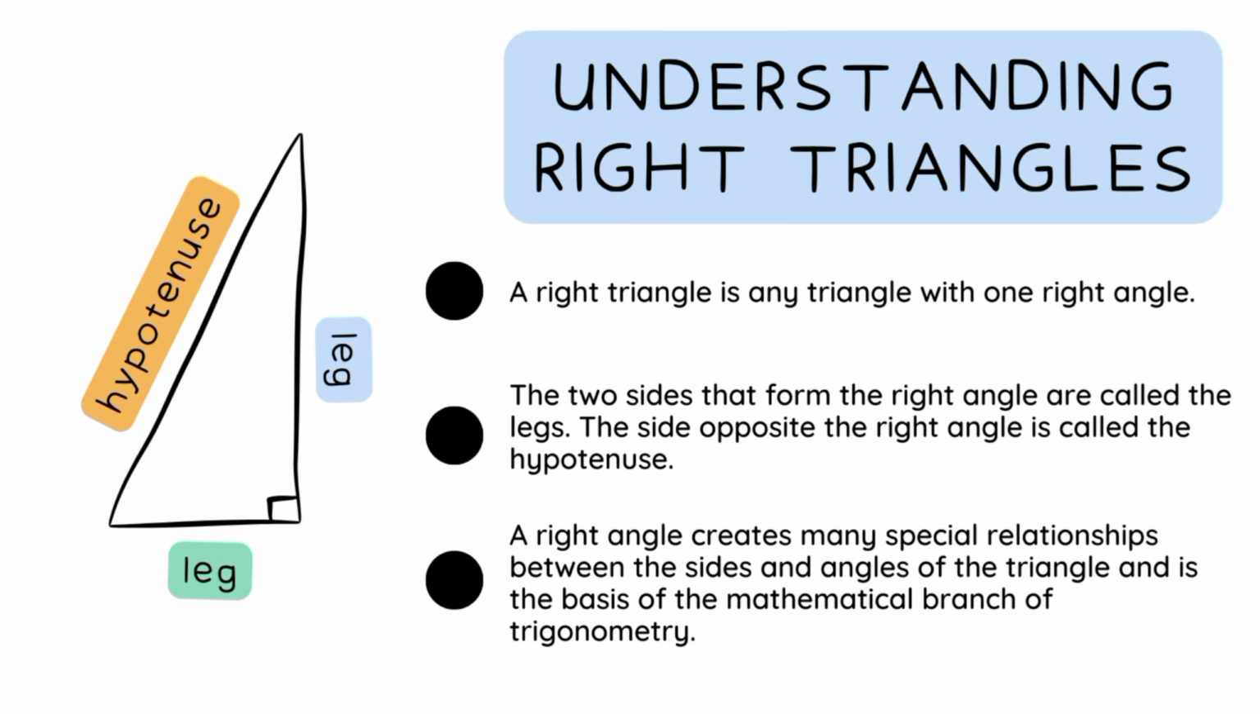Understanding right triangles. A right triangle is any triangle with one right angle. The two sides that form the right angle are called the legs. The side opposite the right angle is called the hypotenuse. A right angle creates many special relationships between the sides and angles of the triangle and is the basis of the mathematical branch of trigonometry.